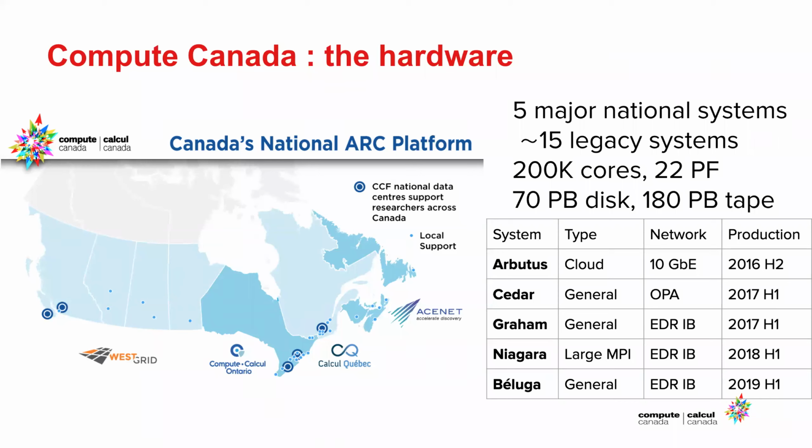So in the past, there were many more small clusters across Canada, so much smaller than those ones. Those have between 30,000 to 70,000 cores, up to 1,000 GPU.